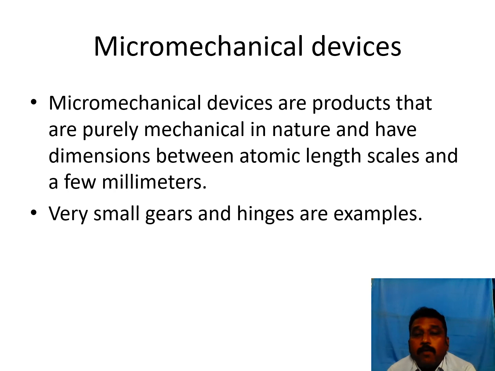And then micro mechanical devices. These are products that are purely mechanical in nature and have dimensions between atomic length scales and a few millimeters, that is in Angstroms. The examples are very small gears and hinges. Those are micro mechanical devices.